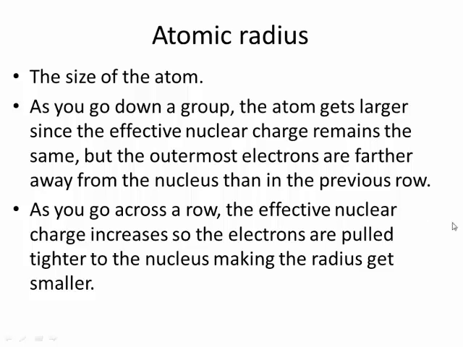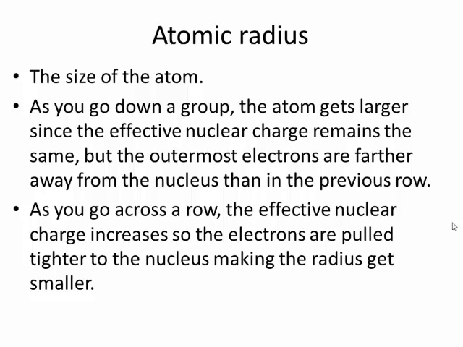The size of the atom is called the atomic radius. As you go down a group, the atom gets larger since the effective nuclear charge is the same in the whole column, but the outermost electrons, because there are more energy levels, are farther away from the nucleus than they would be in the previous row. Because the electron's farther away but feeling the same charge, that distance causes the overall pull on that electron to go down. So the electrons are less attracted to the nucleus, which means the atom will be larger.